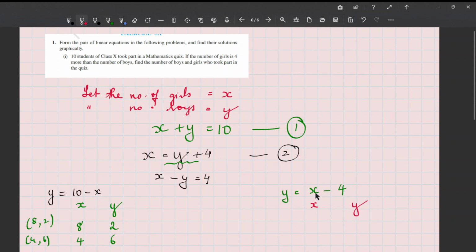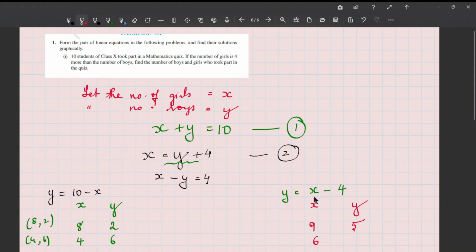Suppose you take x as, say, 9. So if x is 9, that is if we assume the number of girls to be 9, the number of boys would be 4 less than 9, which is 9 minus 4, 5. Fine. And suppose we take x as 6. If we take x as 6, we avoid negative numbers, because we know that the number of boys can't be negative.